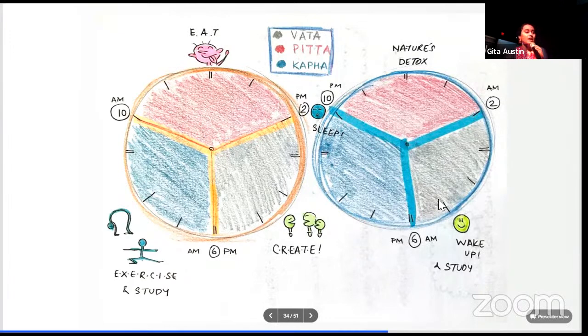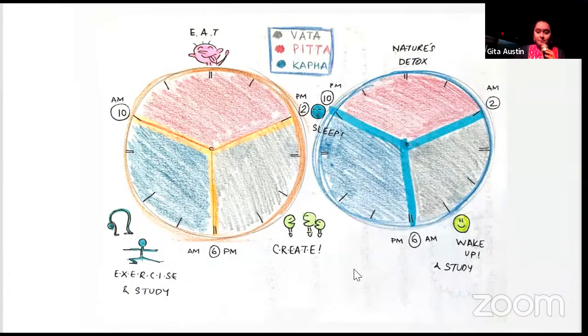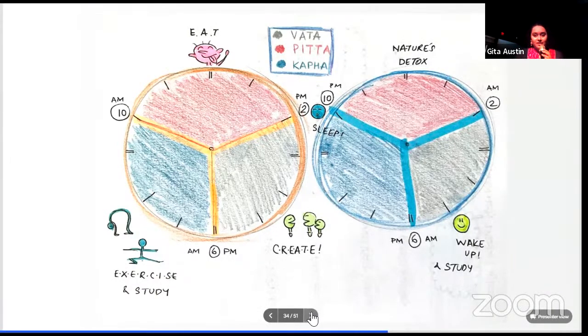And then 2 a.m. to 6 a.m., you have the Vata phase. So your body is getting ready to actually evacuate the waste. So you have to have your bowel movement by 5 a.m. When you wake up at that time, your bowel evacuation will be easy if you go to the bathroom during that time. So that is the Ayurvedic clock.